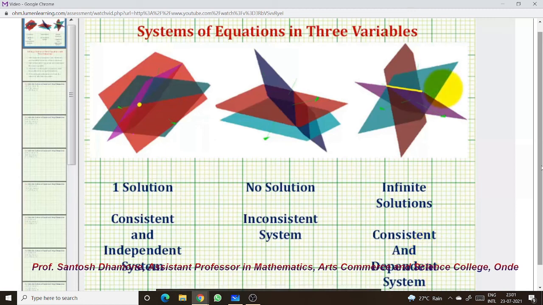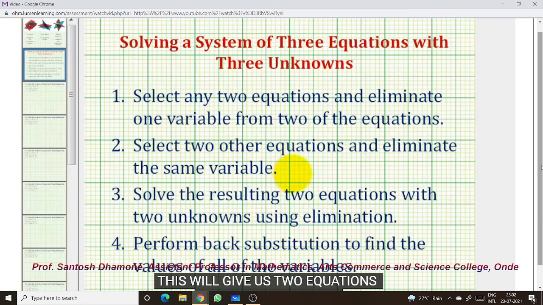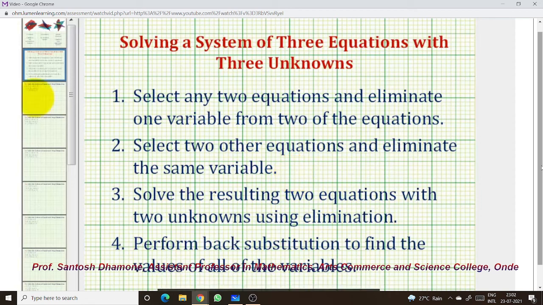So before we solve our system, let's review the elimination method. The first step is to select any two equations and eliminate any one of the variables from the two equations. Then we'll select two other equations and eliminate the same variable again. This will give us two equations with two unknowns, which we'll solve using the elimination method and then perform back substitution to solve for all the variables.